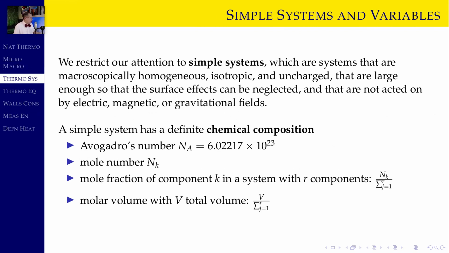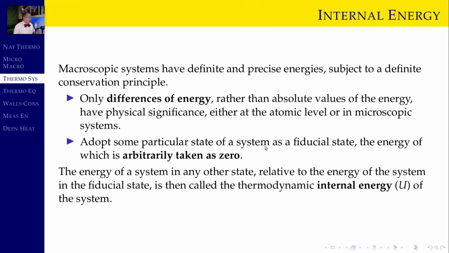We just restrict ourselves to simple systems, which are systems that are macroscopically homogeneous, isotropic, and uncharged, that are large enough so that surface effects can be neglected, and that are not acted on by electric, magnetic, or gravitational fields. A simple system has a definite composition, and with this we are able to include a variable n. And then we also have the variable V. So now, as you can see, we are introducing new variables.